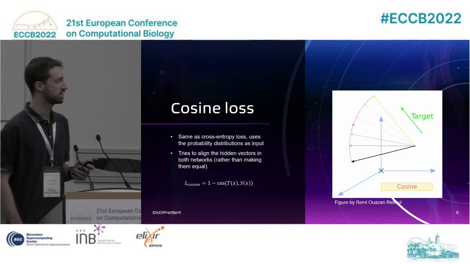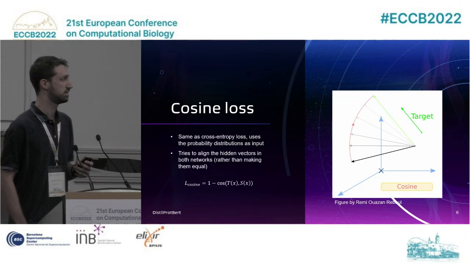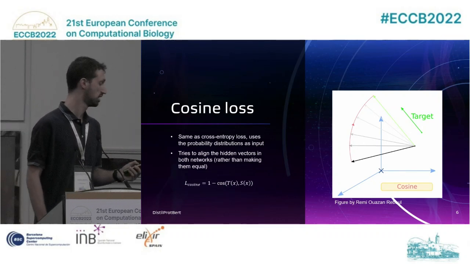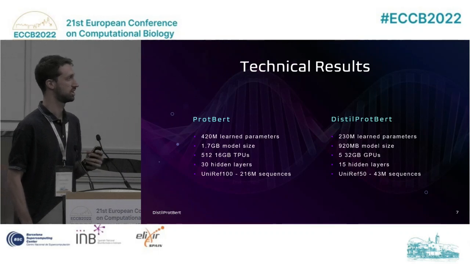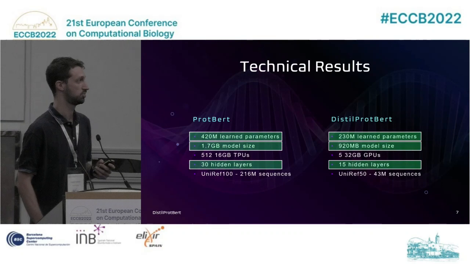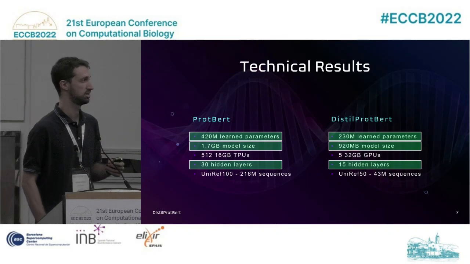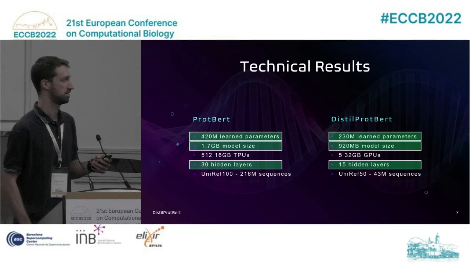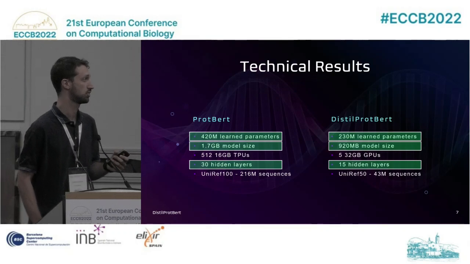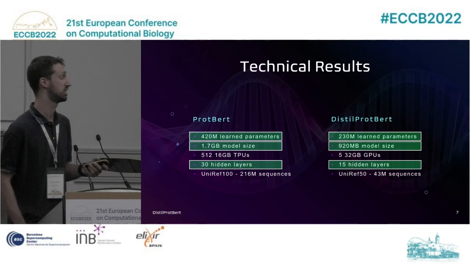And also you have the cosine loss, which tries to align the weights of the student and the teacher, and in that way you get a model which is much smaller than the teacher one, but can get, I will talk about it, to results almost like the teacher. So we were able to reduce the number of parameters, also known as the weights, the model size in memory, and the number of hidden layers. And we were also able to use much less hardware for the pre-training and much less data for the pre-training.